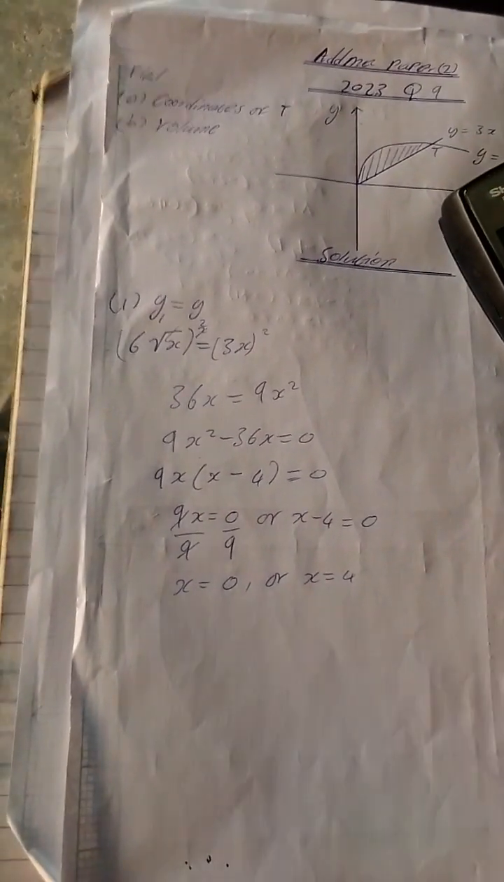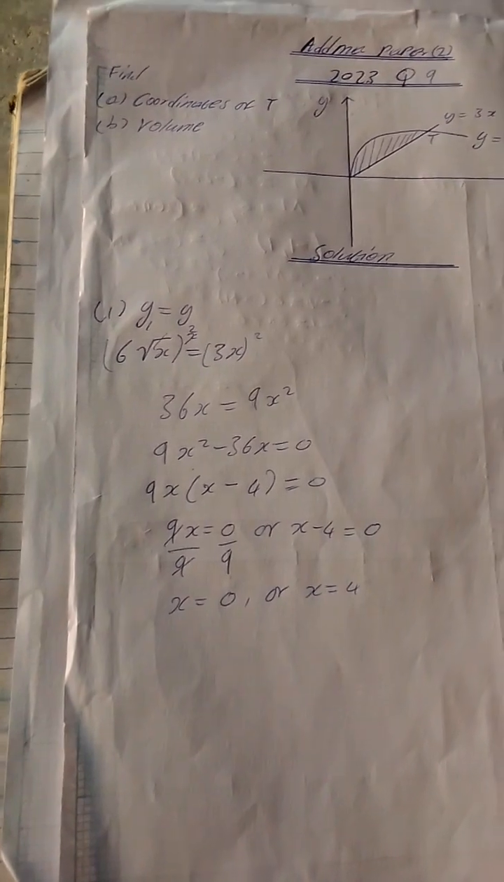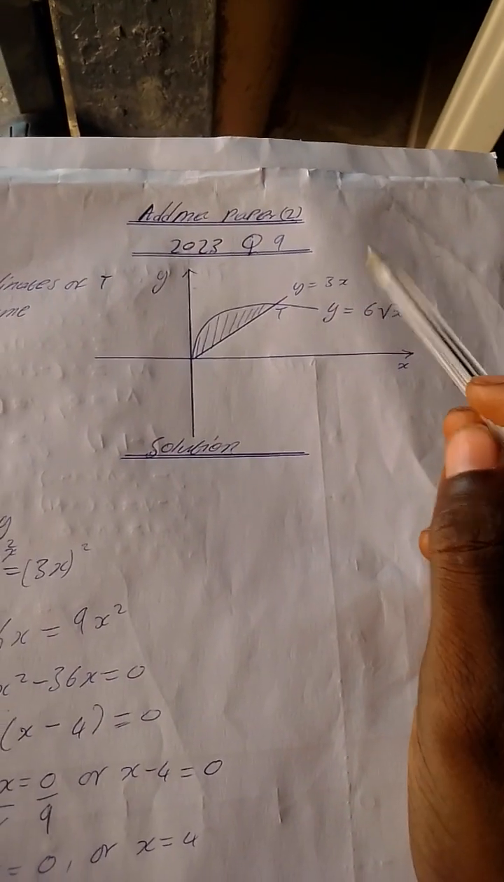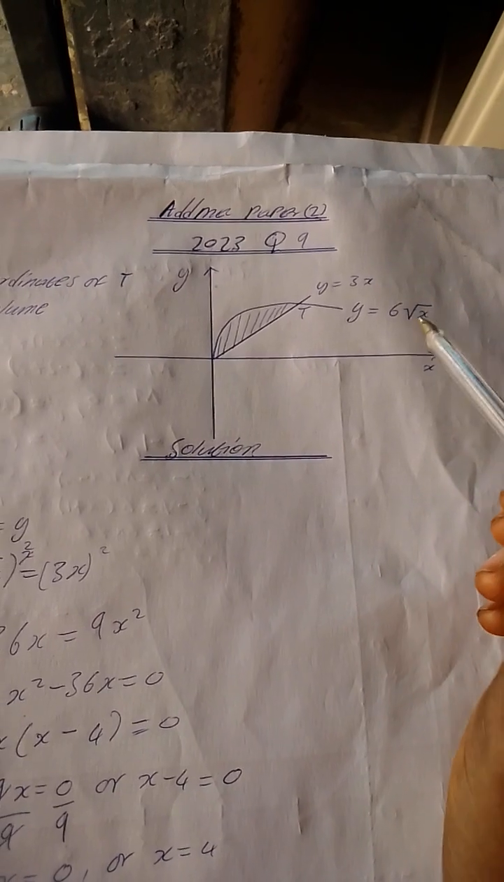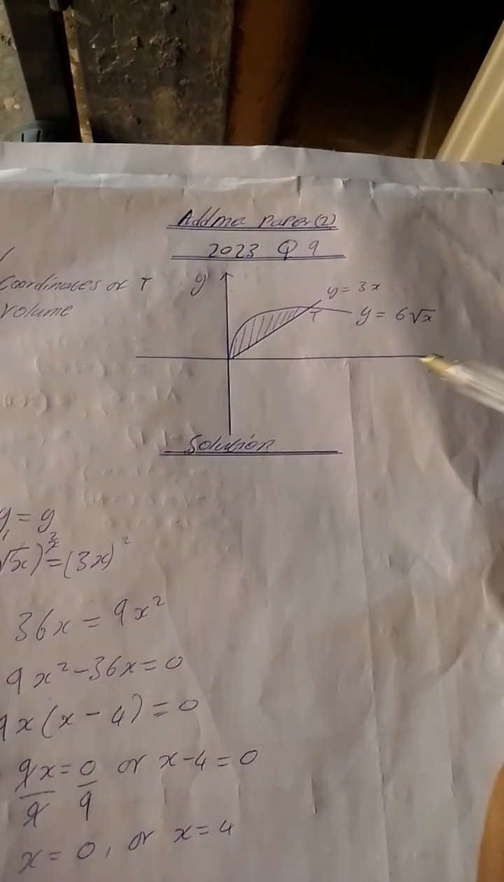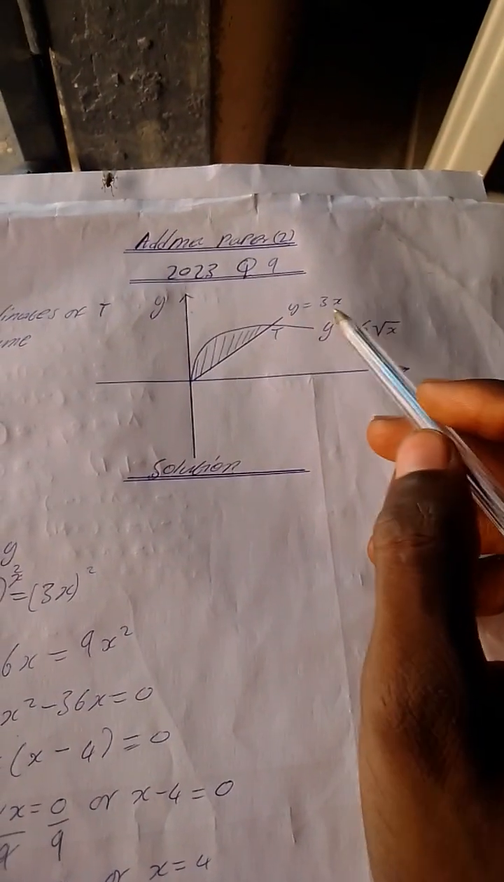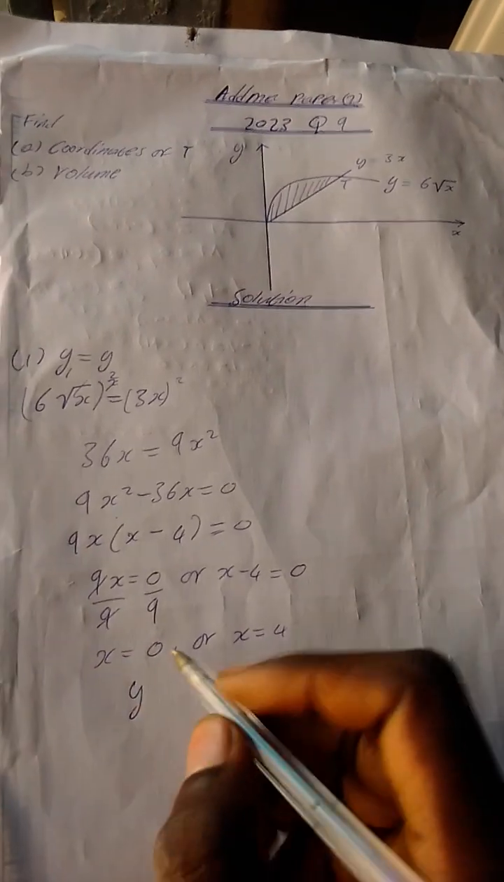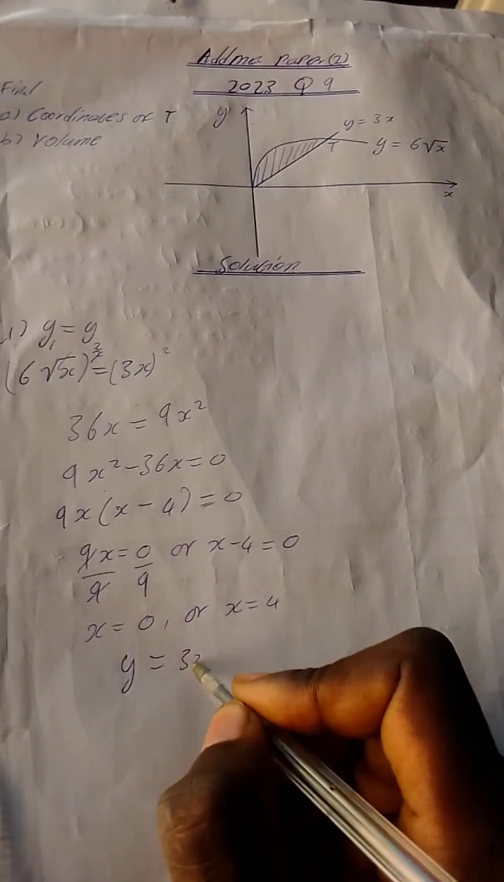After finding the value of x, what do you do next? You get one of the equations here in the diagram. You just get the one which is simpler and easy to calculate, to save time in the examination hall. So you just get this one right here, which says y is equal to 3x. So you say y is equal to 3x.